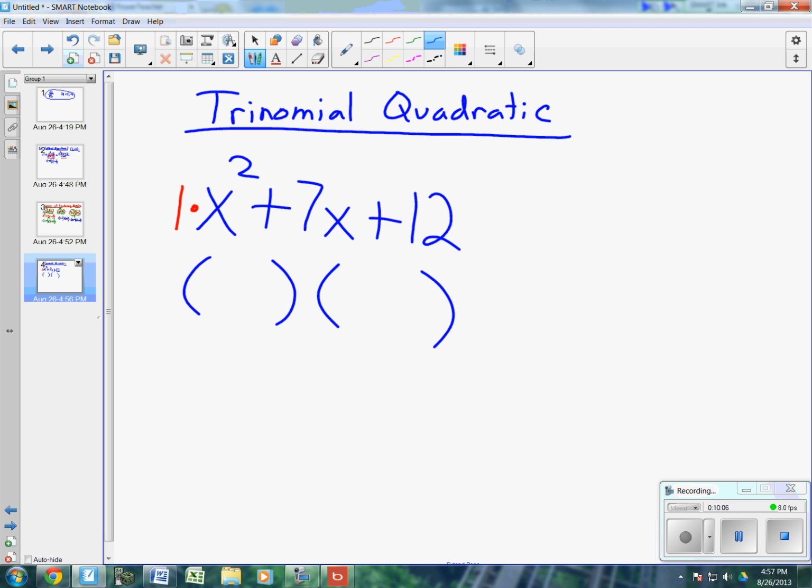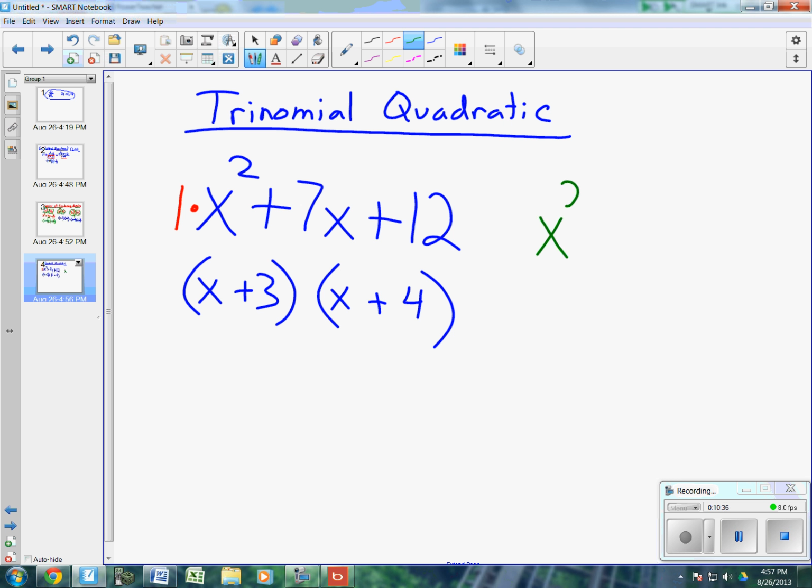I'm going to put them in two binomials. First of all, I know that x times x is x squared, so x and x are going to go there. The two numbers I can times together to get 12 and add together to get 7, I think most of you probably figured that out by now. That's 3 and 4, because 3 times 4 is 12 and 3 plus 4 is 7. And I've factored it. Okay, let's do another one.